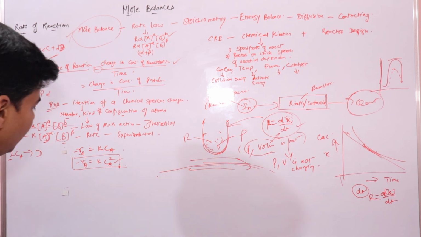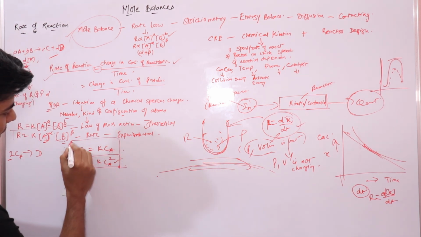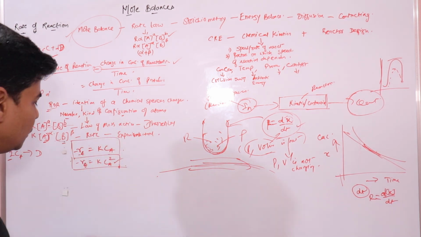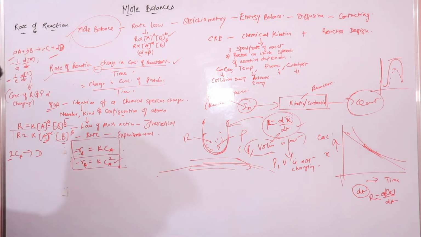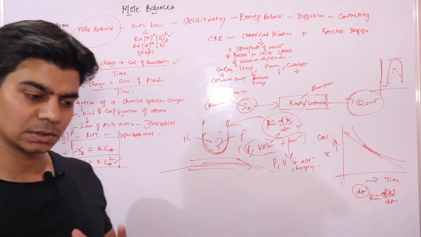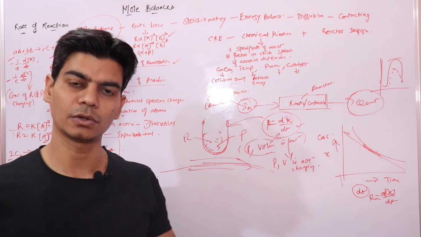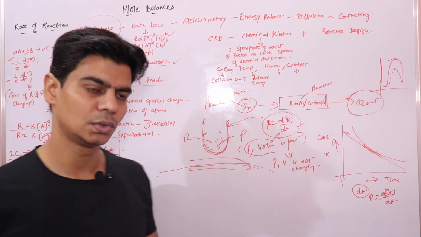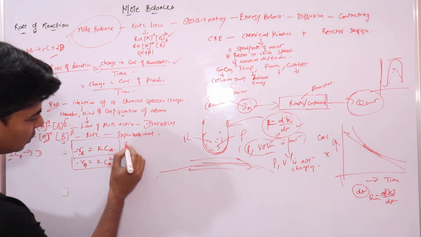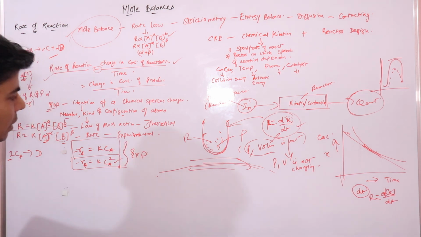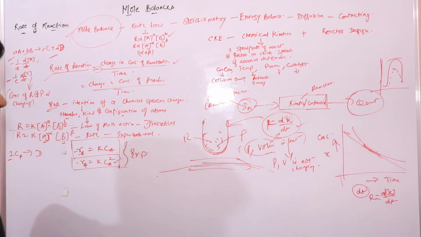In those reactors, we would be using this rate law equation, this algebraic equation, where the rate of reaction is directly proportional to the concentration of reactants. These are the kinds of equations you will get, and they should be experimental, not theoretical like the law of mass action.